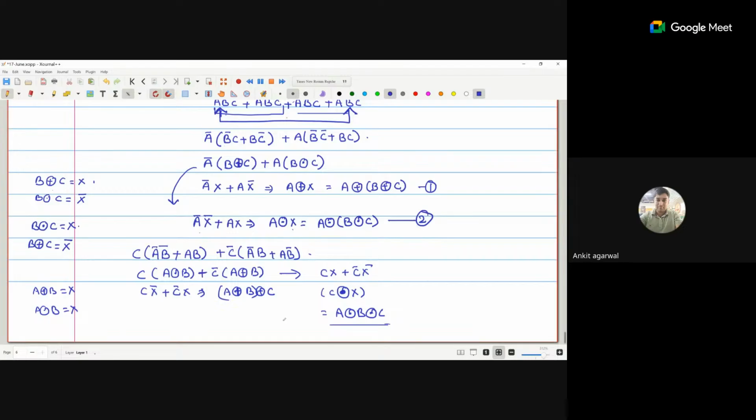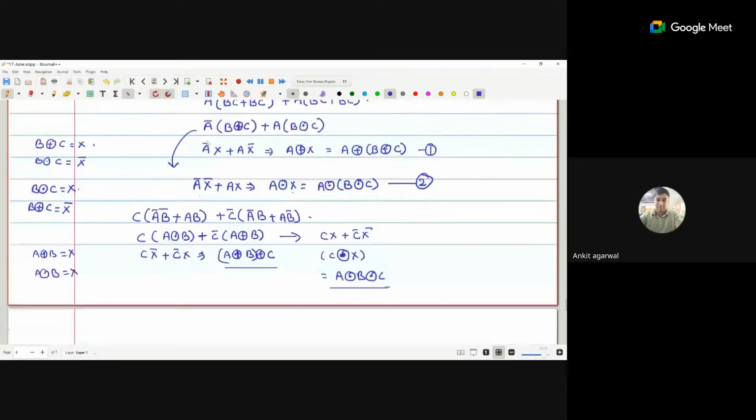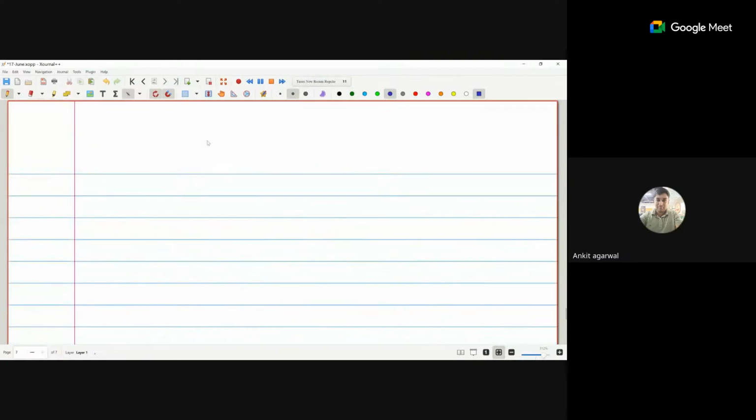Okay, so the answer is the same but the approach is different. So it is all up to you how you solve that one. The answer is never a unique one. In GATE this type of question will be coming. So you have to check which options are given.